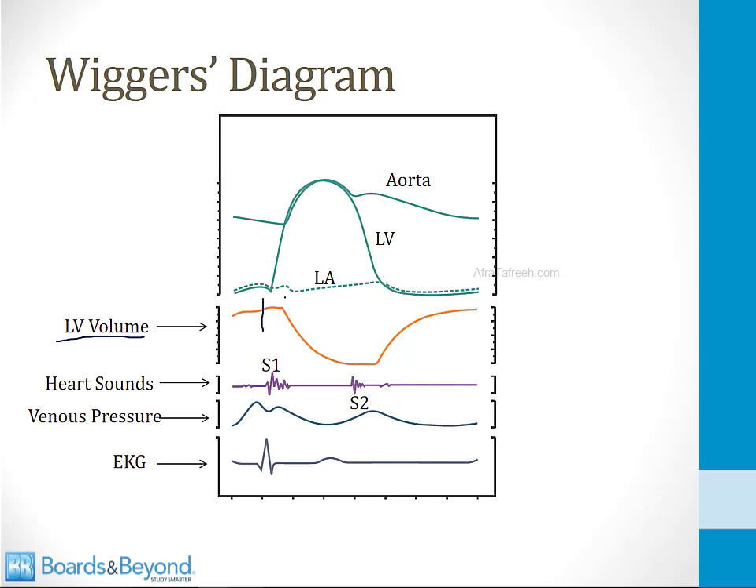This is the period of isovolumic contraction. This is the period of isovolumic relaxation. This is the period of left ventricular emptying, and this is the period of left ventricular filling. And you can correlate these periods to lots of other events in the cardiac cycle, like the heart sounds, venous pressure changes, QRS complex, and pressure changes in the aorta, left ventricle, and left atrium.